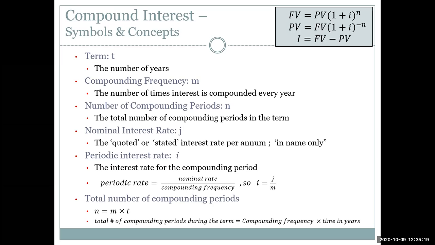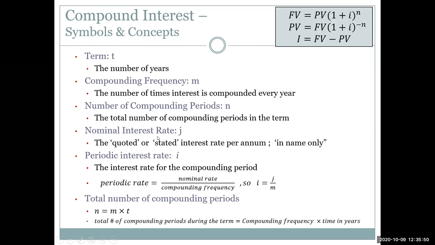We have a couple of symbols and concepts for these formulas that we need to get familiar with. We have the term, T, the number of years. We don't formally see it in these equations. We have a compound frequency, M, the number of times interest is compounded every year. The number of compounding periods is N, the total number of compounding periods in the term. So N is going to be related to M and T.